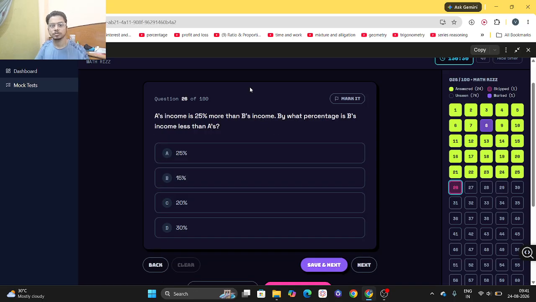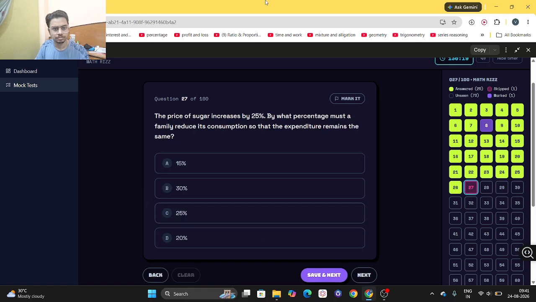A's income is 25% more than B's income. By what percentage is B's income less than A's income? 20%. The price of sugar increases by 25%. By what percentage must a family reduce its consumption? 20%.